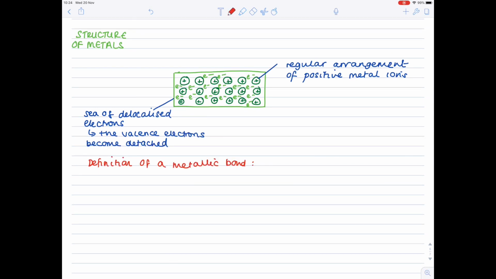So what is the definition of a metallic bond? Well, it's the attraction that two neighbouring positive ions have for the delocalised electrons found between them.